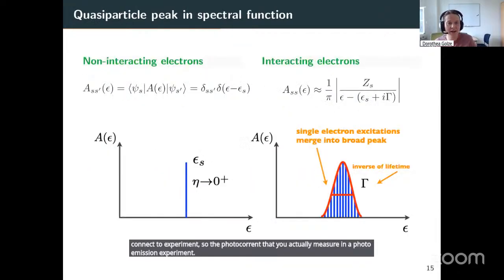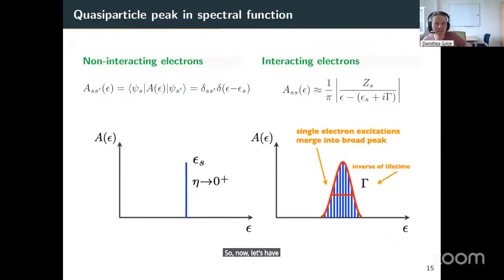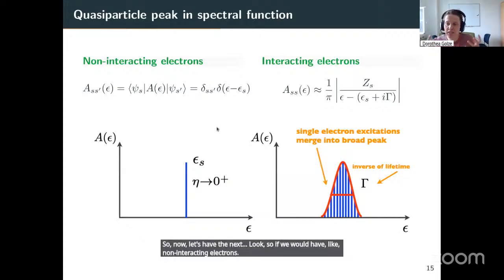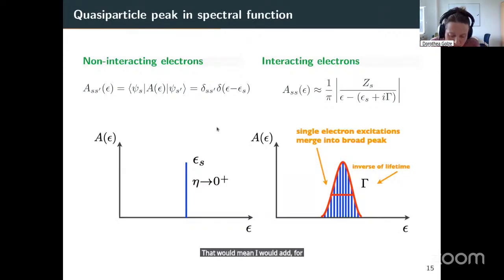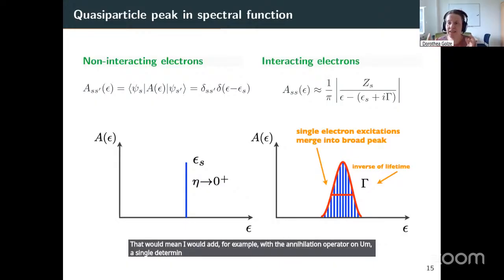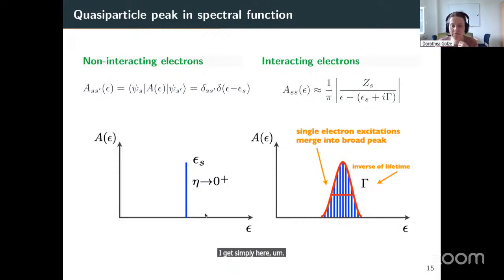So now let's have the next look. If we had non-interacting electrons, that would mean I would act, for example, with the annihilation operator on a single determinant, because our ground state is defined by a single Slater determinant. Meaning that if I remove an electron from state s, I create exactly one excited state Slater determinant, meaning I get simply a sharp peak, nothing else.